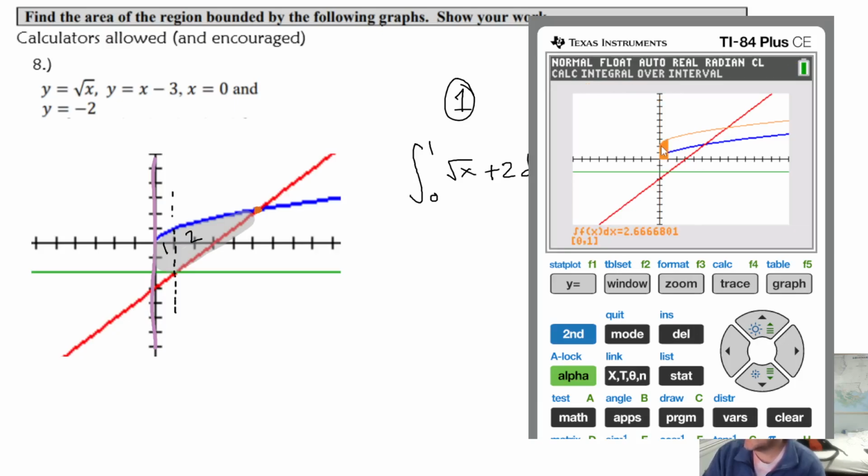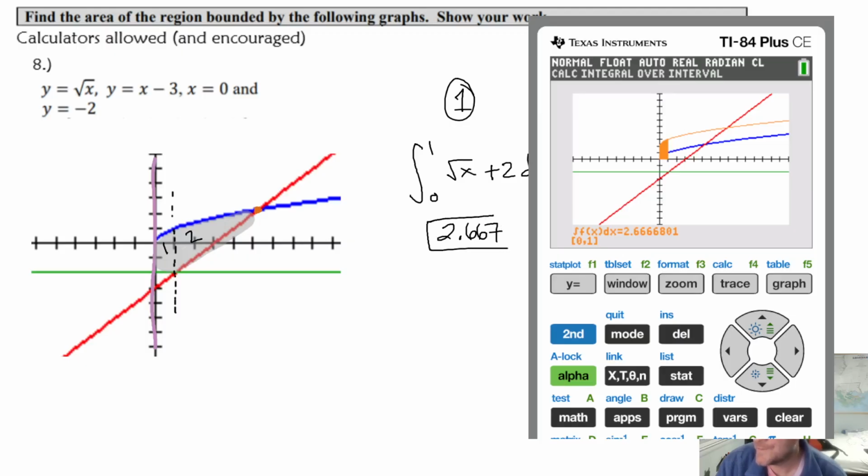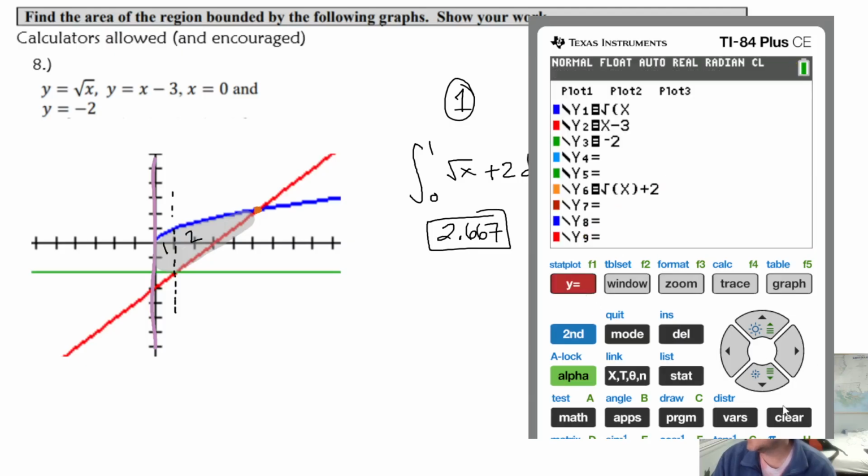And I get this little sliver of area worth 2.6666801. I'm assuming that 801 at the end is round off error, and that really we're getting 2.6666666 repeating forever. I don't know that, but I think that. But I'm going to write down 2.667 either way and just be accurate to the thousandth. Don't forget I got to add to that this other guy. So let's just enter him as a function. So he's root x, but instead of plus 2, it's going to be minus the x minus 3.